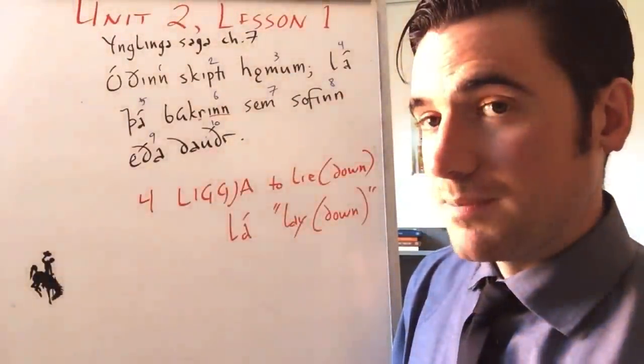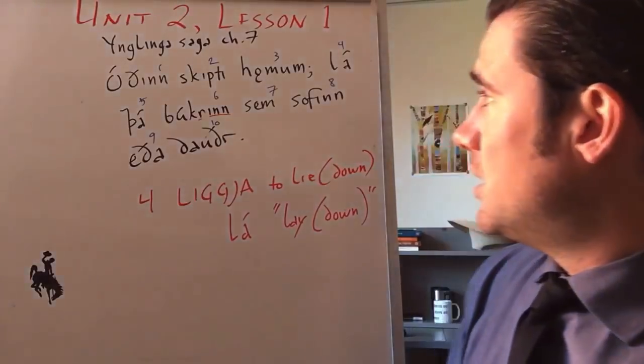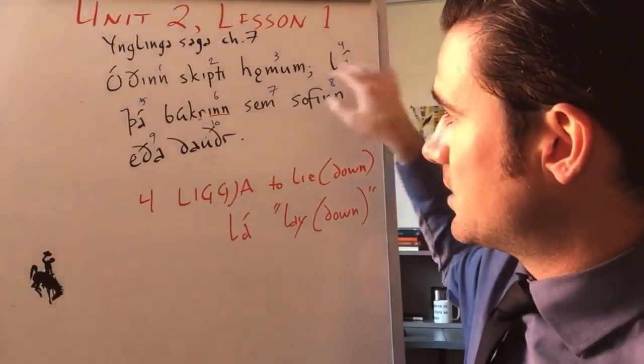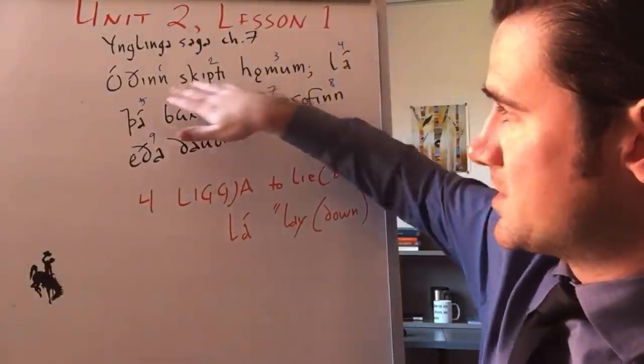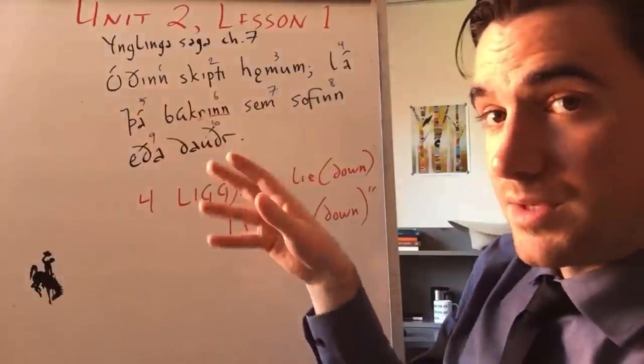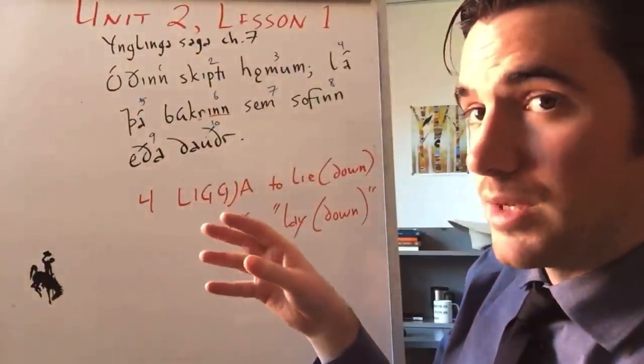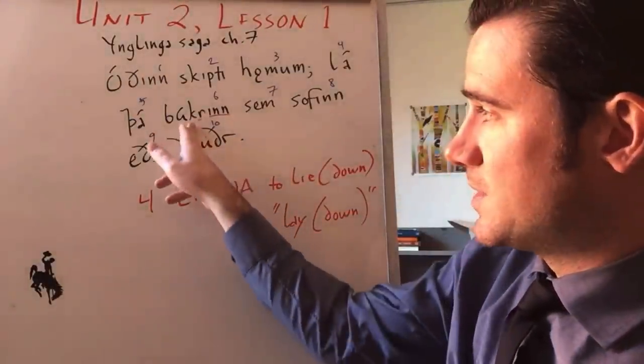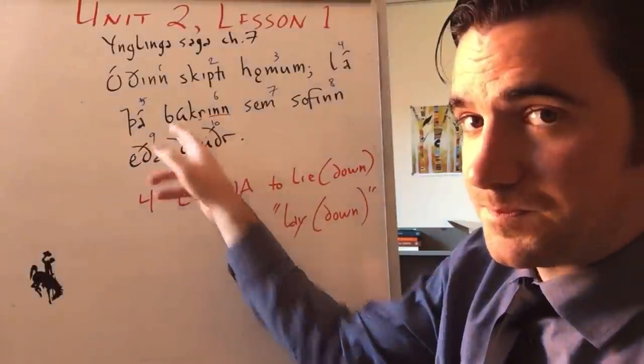Notice that the word order is not perfectly like English. Here the verb is beginning this clause, which is not unusual because it's following another clause. Old Norse will often vary up the word order a little bit that way, but you can still tell what the subject is because it's going to be in the nominative.